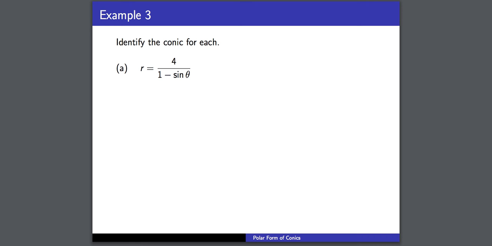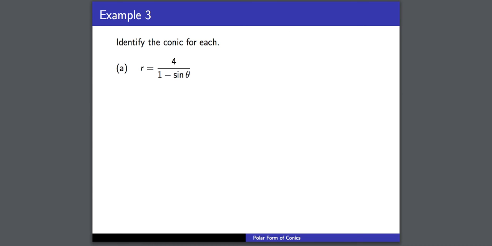All right, in this video, we're going to take a look at some more examples identifying conic sections that are in polar form. So example 3a, we're going to identify the conic section for r equals 4 over 1 minus sine theta. Notice in this particular example that the value of e is 1. So if e is 1, that's going to indicate we have a parabola.